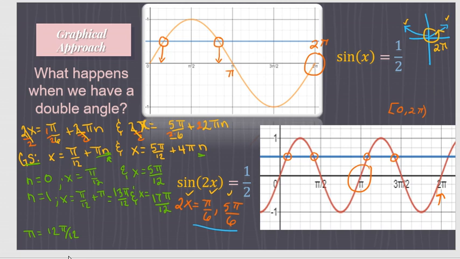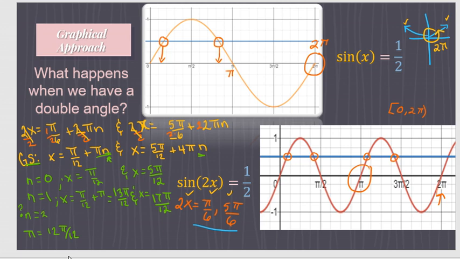Did I add 12 to it? I did. Oh, I didn't add 12. I added 5 to this. If I add 12 to this, I'm going to be at 29 pi over 12. These are my answers. If you wanted to check, this is checking.